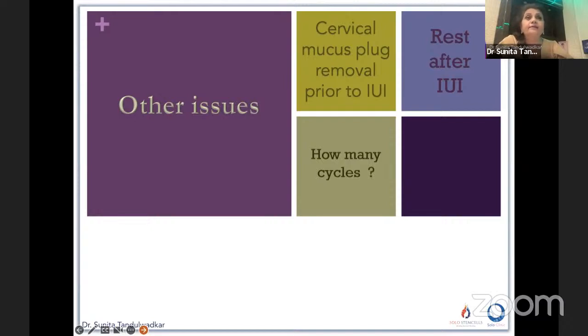Now, how many cycles? Remember, in IUI the first 3 cycles have the highest success rate. As the number of cycles increases, the success goes down. What do we do in IUI? We are just concentrating on the release of the egg and insemination of the sperm at the right time. So we are concentrating only on the gametes.